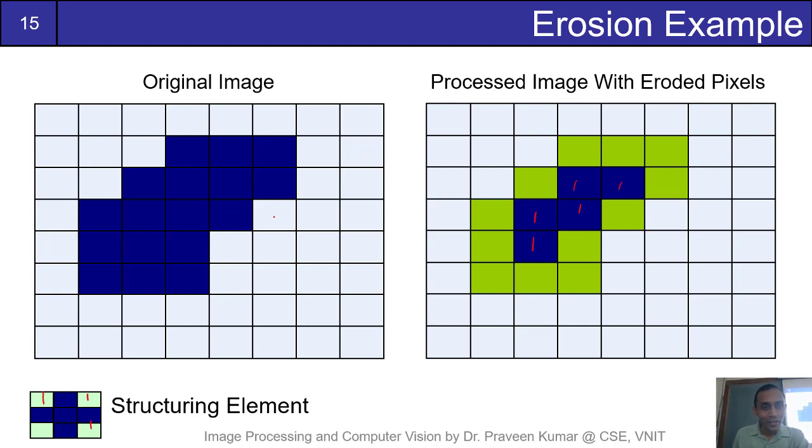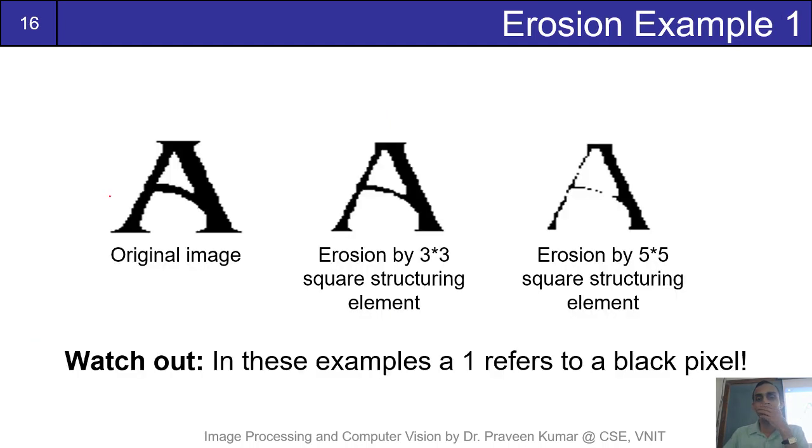Only, I think, only one of the locations may have. No, I think none of these. This only, you'll be left with this one, and every other location probably will get eroded away. So depending on what shape and size of structuring element you choose, that many pixels will get eroded.